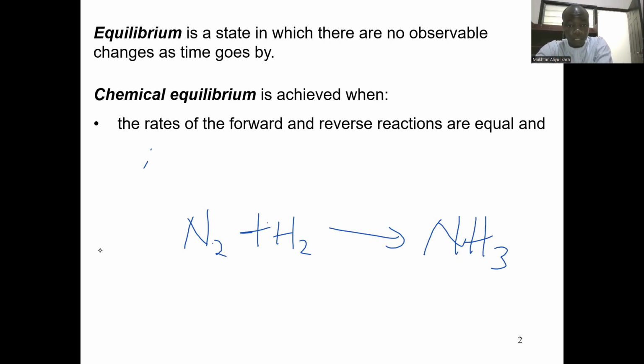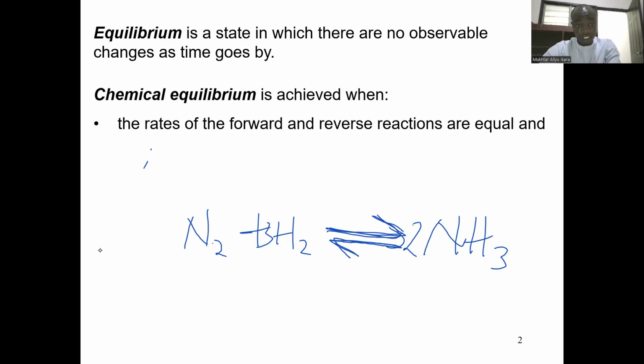In this case, we have to balance the equation. How are we going to balance it? If we add 2 here, then we have 1 molecule of nitrogen reacting with 3 molecules of hydrogen to produce 2 molecules of ammonia. Chemical equilibrium is achieved when the rates of the forward and reverse reactions are equal. That is why in chemical equilibrium we usually use a double-headed arrow.